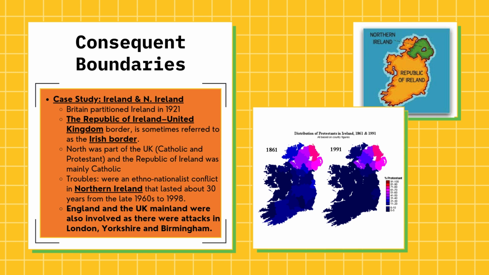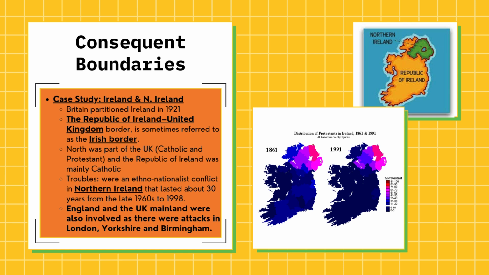All right, so for consequent boundaries, the case study would be Ireland and Northern Ireland. Ireland and Northern Ireland are a textbook example of consequent boundaries, as the line was drawn to separate religious groups. The split happened in 1921 when Britain partitioned Ireland, and Northern Ireland stayed with the UK while the Republic of Ireland became independent. What's the problem with this?